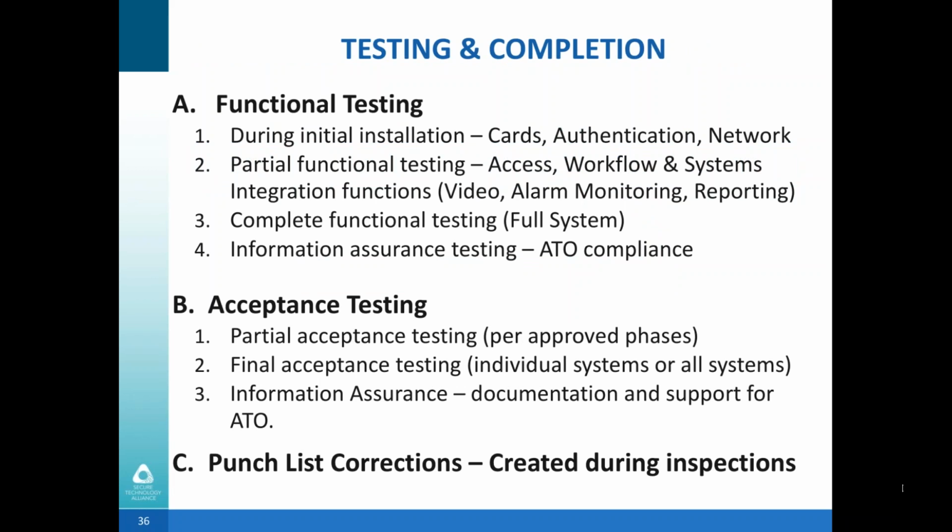Before executing tests with the owner or owner's representative, you want to be sure you performed your own functional testing, which will include the card enrollment process, all card usage scenarios, and operational performance, along with authentication mechanism tests. A partial functional test could also include access control functions, workflow processes, and systems integration functions with other subsystems like the video and alarm monitoring systems. And don't forget to keep up with that daunting punch list that often holds up project acceptance. Work on that as you go.